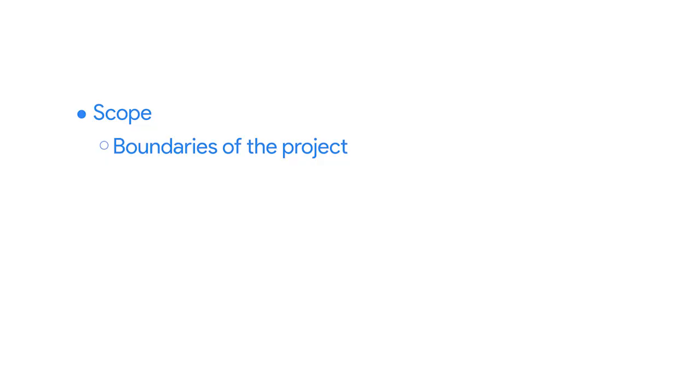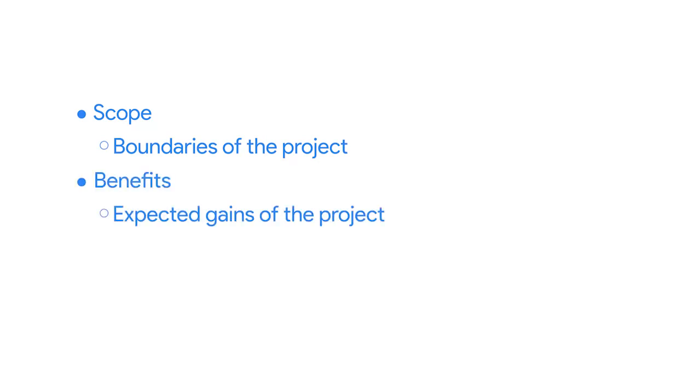Okay, let's recap. Scope refers to the boundaries of the project. Benefits refer to the expected gains of the project, and costs refer to the money spent on project tasks, plus the prices of things like time, resources, and labor. Ready to get back to your project charter? Head over to the activity where you'll review and analyze the supporting materials to identify the appropriate scope, benefits, and costs for the Sauce and Spoon tablet rollout.